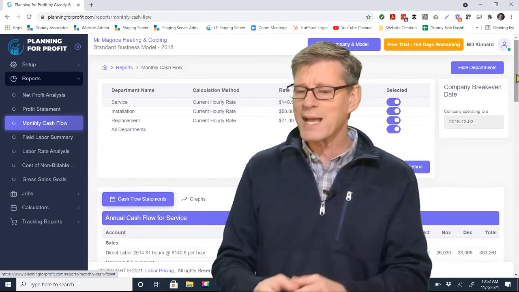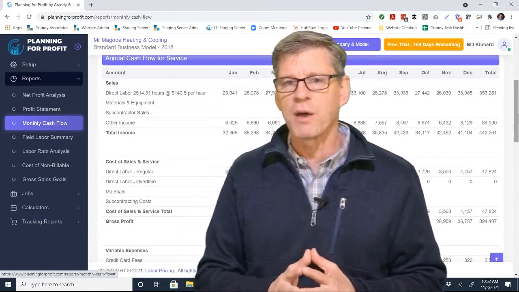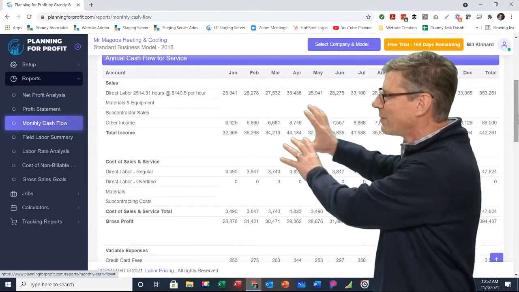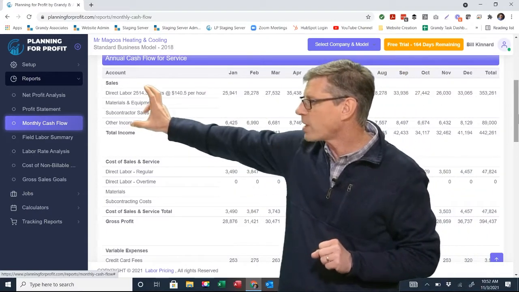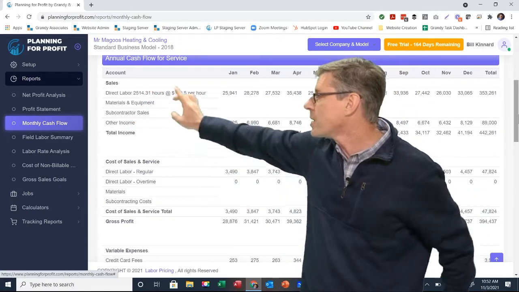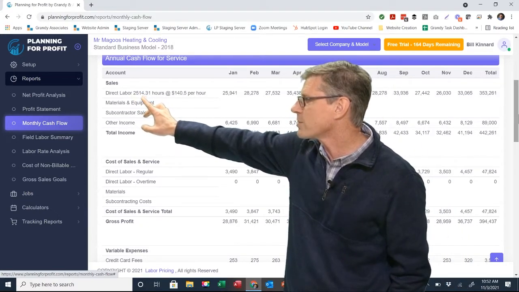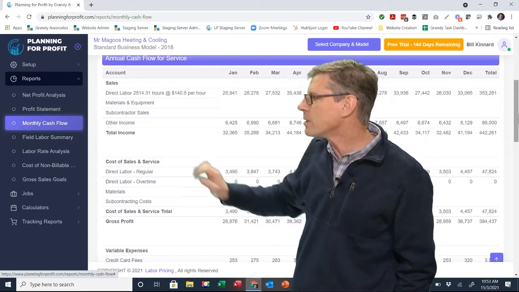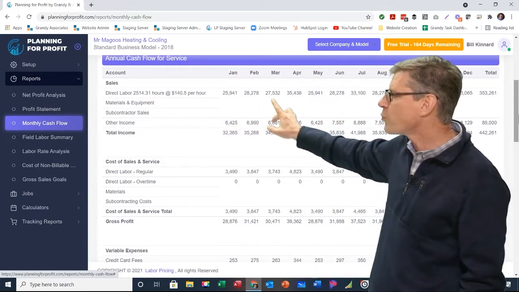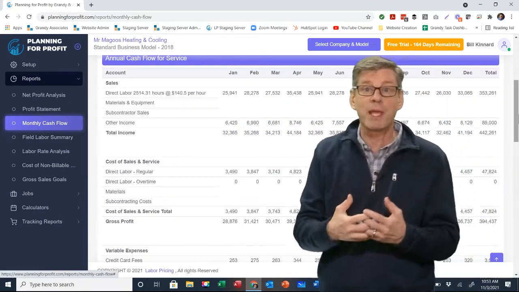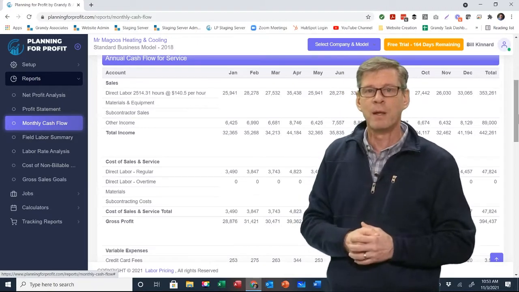I can see this is my annual cash flow for my service department. So as I scroll down on this report and look at the detail of the report itself, you're going to see that it lays this out in the exact format that you put it together. So this is for my service department. I start out with the actual revenue, the sales. And so I've got my direct labor. I can see in this department, we had a total of 2,514 hours billed out at $140.50 per hour. So I can see the revenue per month that I'm expecting to bring in based on the number of billable hours that I have in this given department.